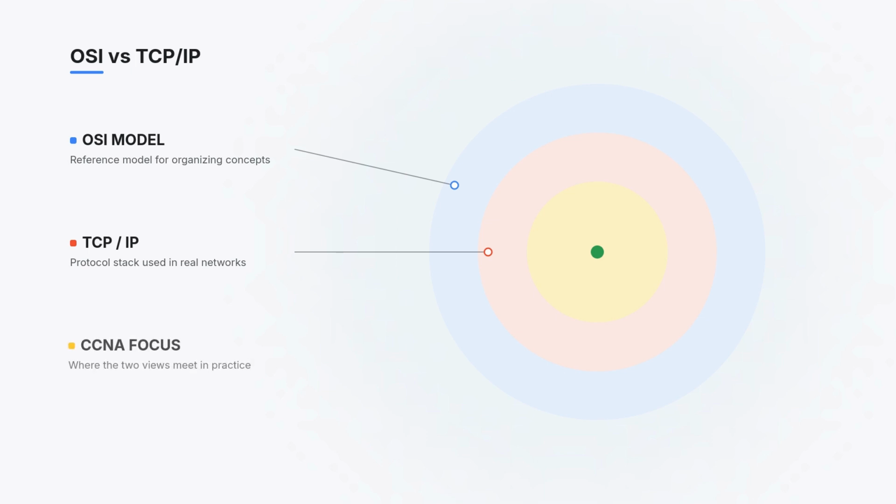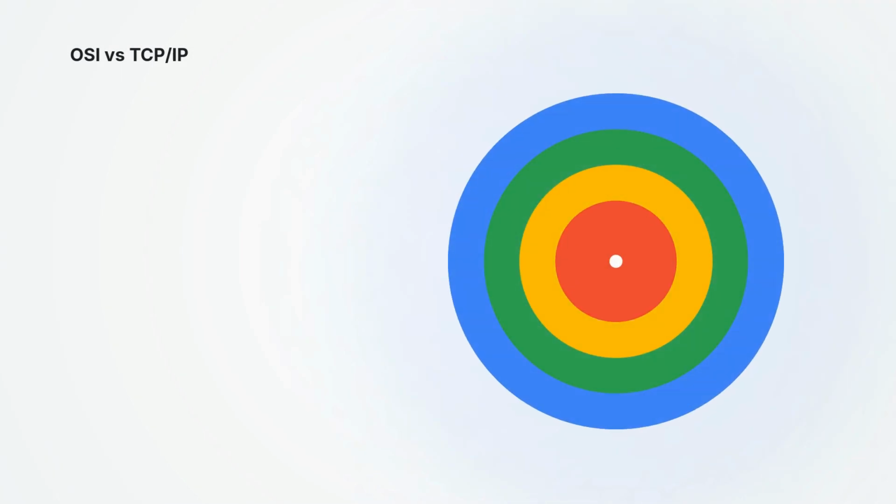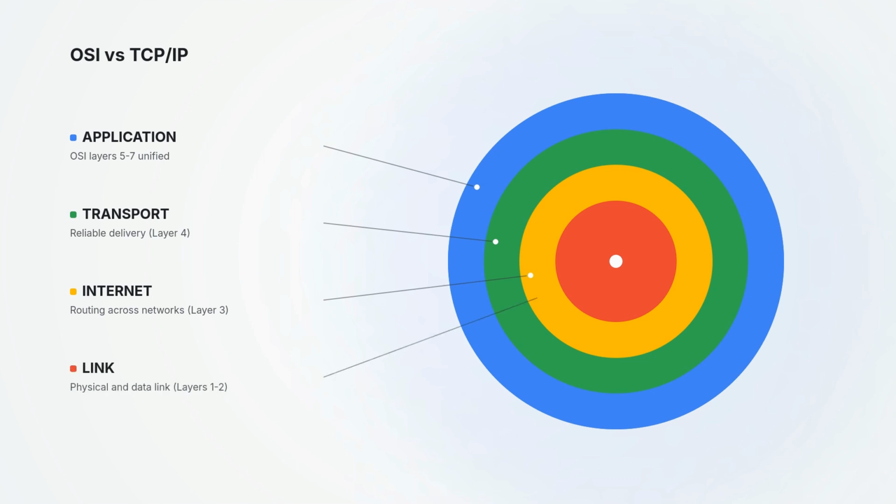For CCNA, think of OSI as the reference model you use to organize concepts, while TCP/IP reflects the protocol stack used in real networks. They are related, not competing answers. The OSI model breaks networking into 7 layers, while TCP/IP groups those same jobs into 4 broader ones.